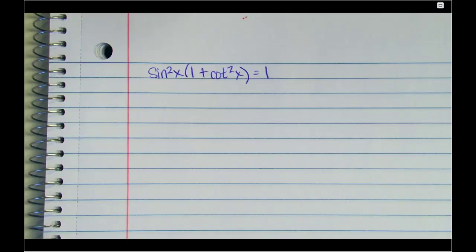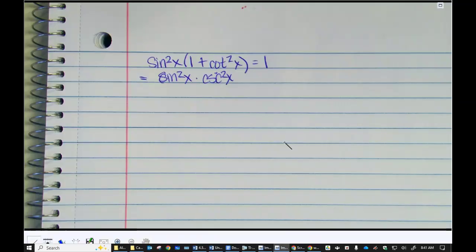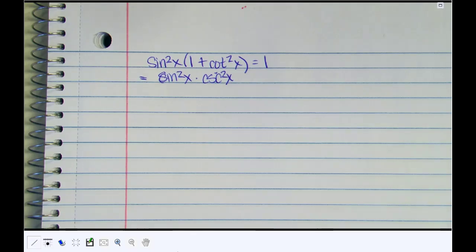What is 1 plus cotangent squared equal to? Cosecant squared. You don't even have to rearrange that one. You can directly take it out and say, that's cosecant squared. So this is sine squared times cosecant squared. Now you have multiplication, and it is worth your time to turn them into sines and cosines because something will cancel. We talked about that yesterday.